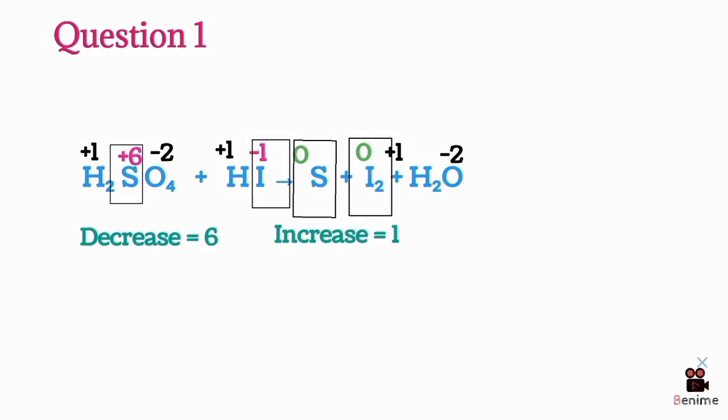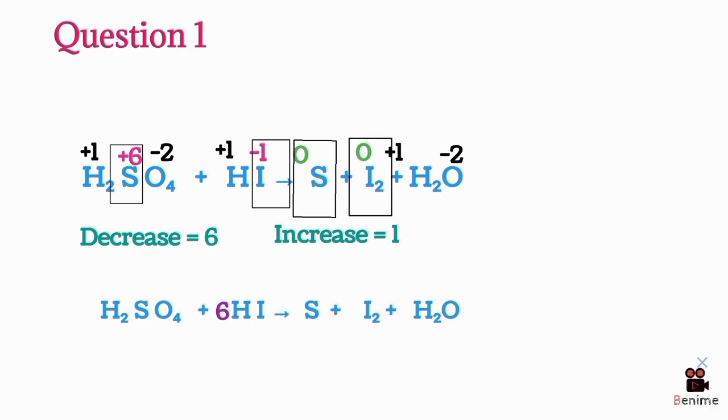Step 2. Use the main trick. Increase must equal decrease. Sulfur change is 6. Iodine change is 1, so we need 6 iodines. Directly place 6 before HI. Now the equation becomes balanced for oxidation number changes.